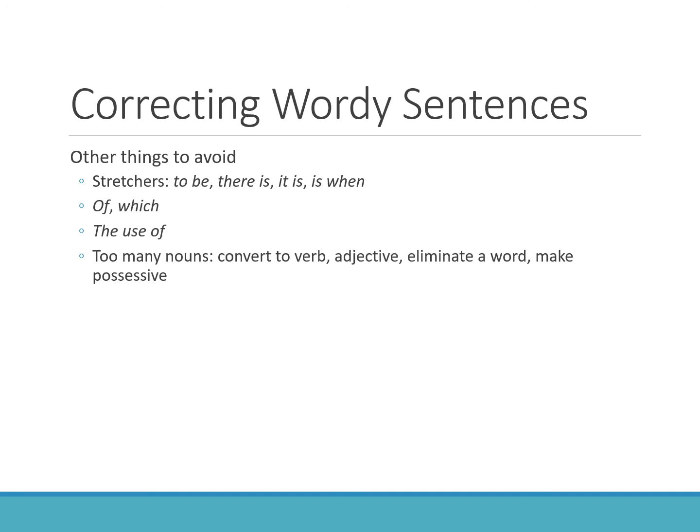Another way we can cut down words is when we have too many nouns, when we're using multiple nouns to describe things. So things like advance notice, color lipstick, reader interest. Normally we can cut these down to just one word and make it a little clearer, a little more concise.